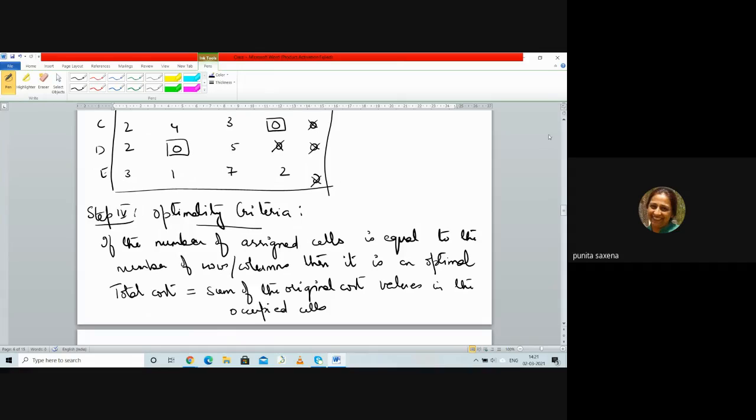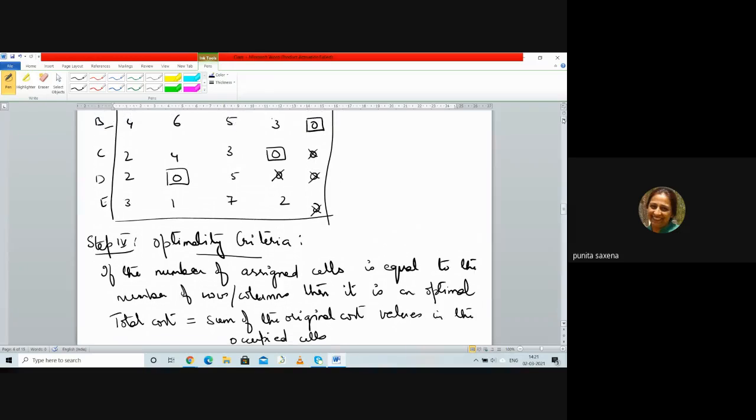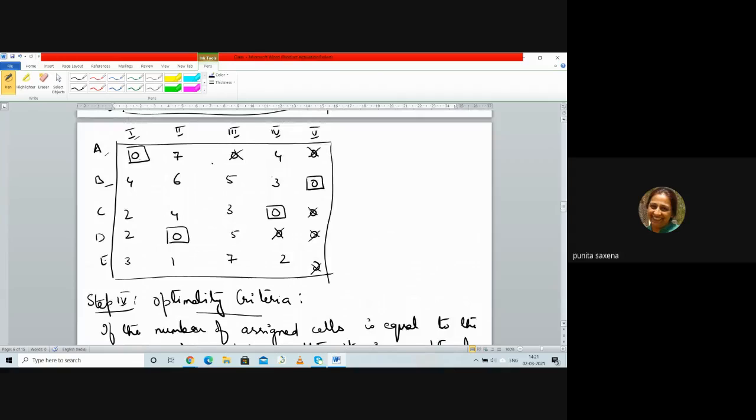Now, if we just look at our problem, how many assignments have we made? We have made only 1, 2, 3, and 4. So we have made only 4 assignments. That means, see, if you just look at this, your worker 5 has not been assigned any job, and job 3 has not been assigned to any worker. So definitely it is not an optimal solution, because my number of rows is 5, my number of columns is 5, and the number of assignments that we have made is 4. So they are not equal. So it is not an optimal solution.